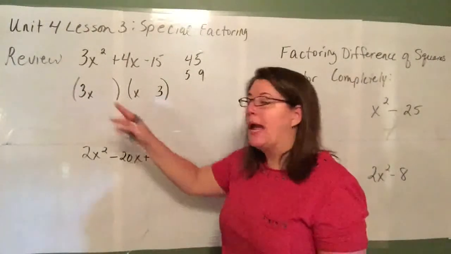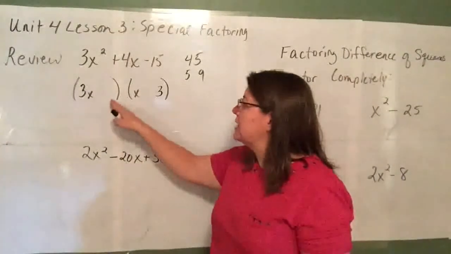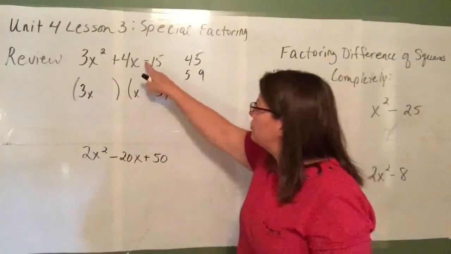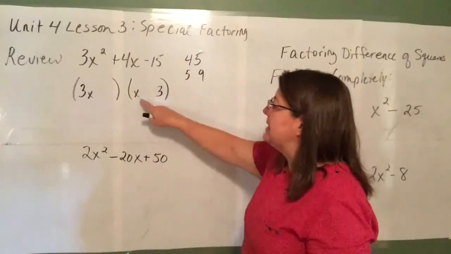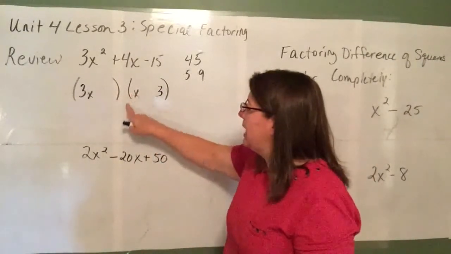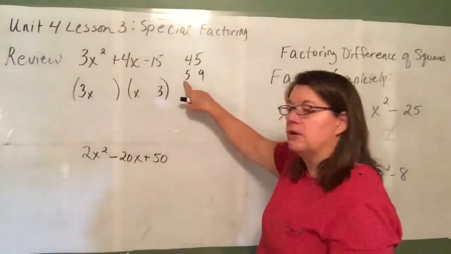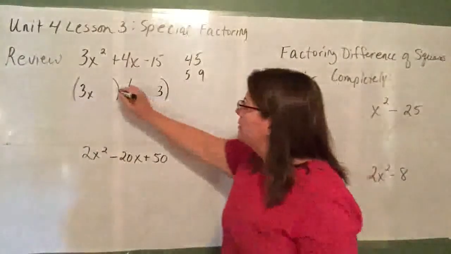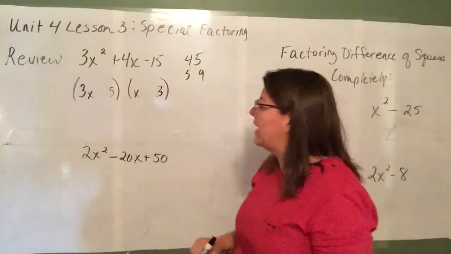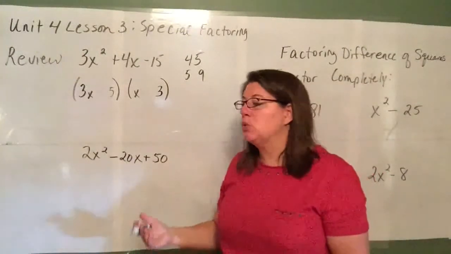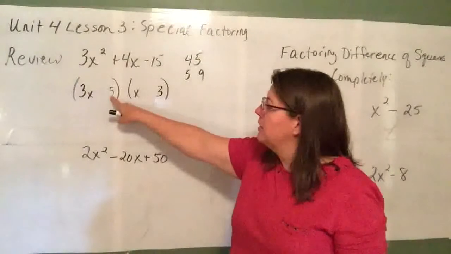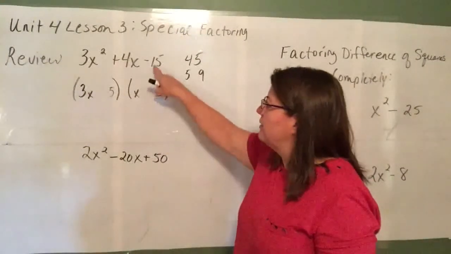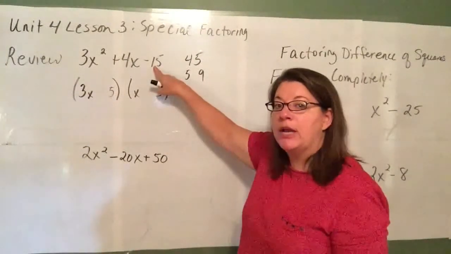And remember, your outside and your inside term, they would have to subtract to give you 4. So the outside term is 9. The inside term, well, 1 times what would give me the other term that I'm looking for, 5. So 1 times 5 would give me 5. And then to double check to make sure that your FOIL is going to work out, you always want to make sure that this last number times this last number is the last number in your original trinomial.